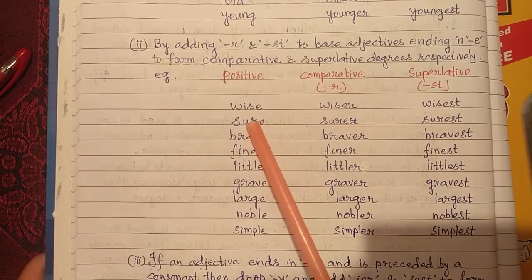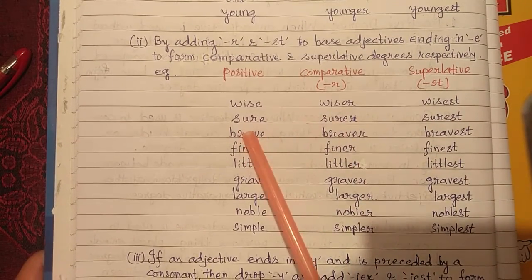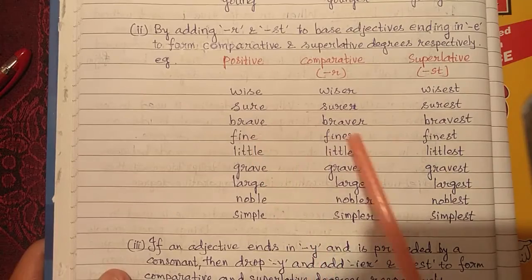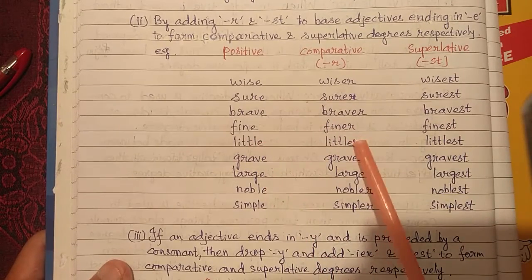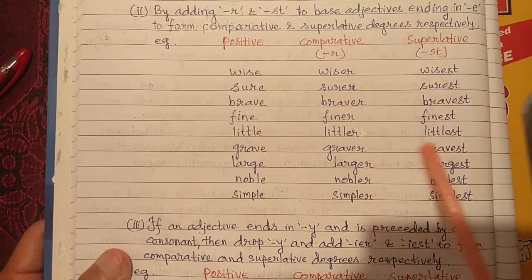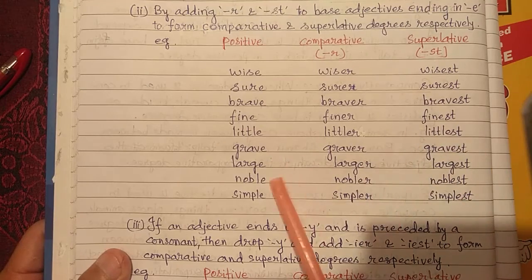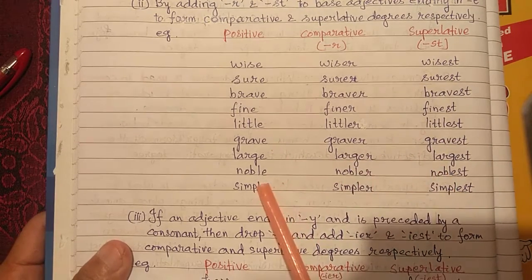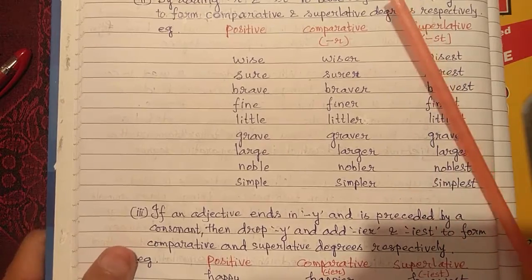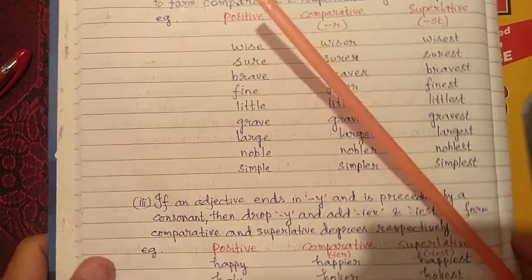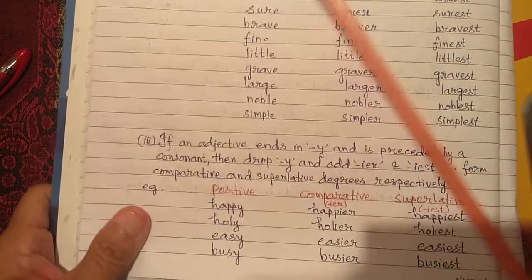So likewise, sure, surer, surest, brave, braver, bravest, fine, finer, finest, little, littler, littlest, grave, graver, gravest, large, larger, largest, noble, nobler, noblest, and simple, simpler, simplest. So this was the second way of forming comparative and superlative degrees.